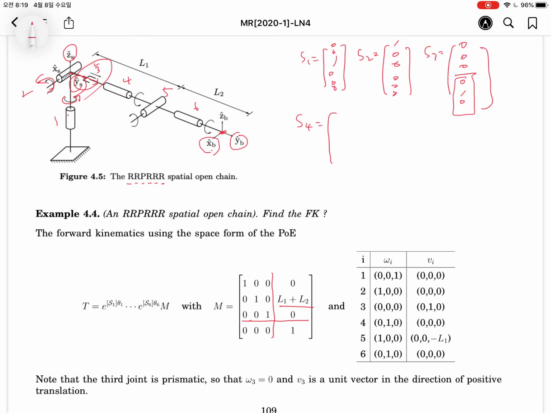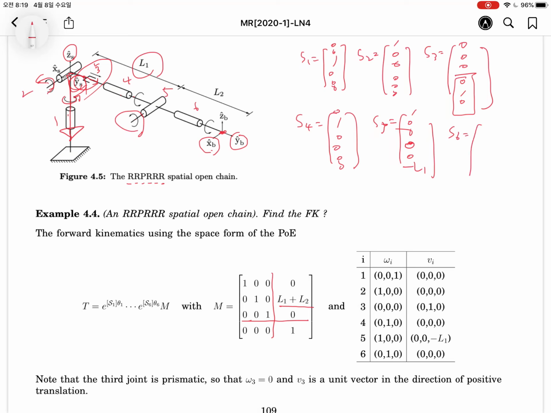As for this one, it corresponds to the y-axis, 0, 1, 0. No linear movement. S5: here, the x-axis, and this movement will make a minus z directional linear motion at the origin, with the magnitude of L1, so 0, 0, minus L1.